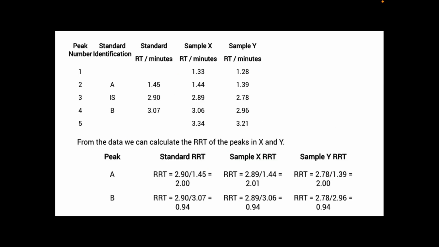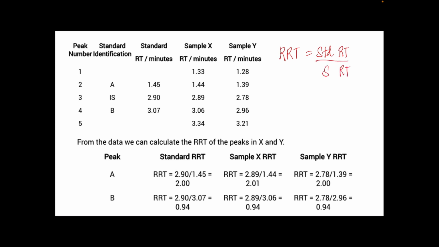So again, one method to reduce the uncertainty due to RT variation is to use the RRT. With RRT, an internal standard is added to the sample and the retention time of each analyte is compared with the internal standard's retention time. So again, the RRT is equal to the retention time of the analyte over the retention time of the internal standard.